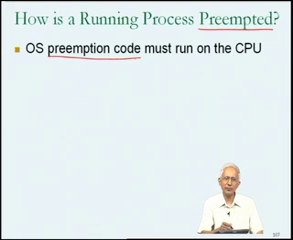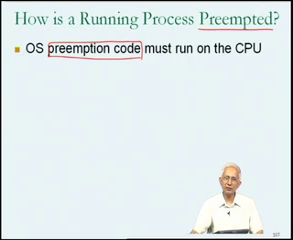Basically, the operating system preemption code will include instructions which do the scheduling policy, which look into the ready queues, etc. It will include instructions which will do the saving of the hardware context of the running process. It will include instructions which do the restoring of the hardware context of the process which is going to be scheduled. So a fairly large number of instructions, all of which I am describing as the operating system preemption code.